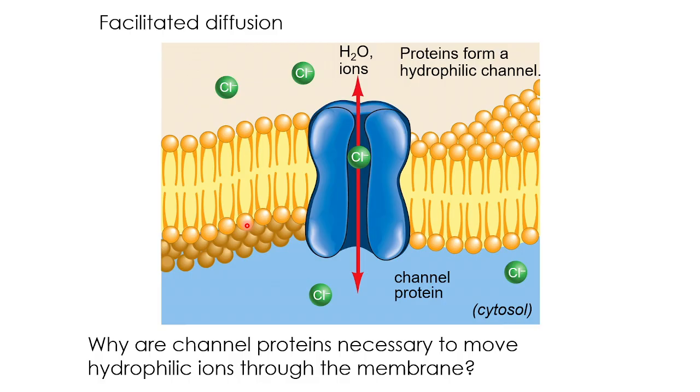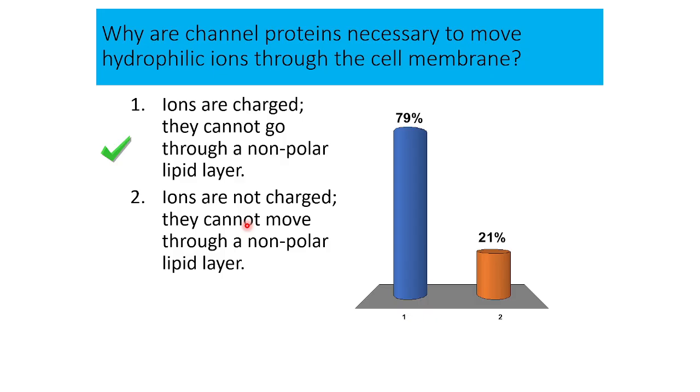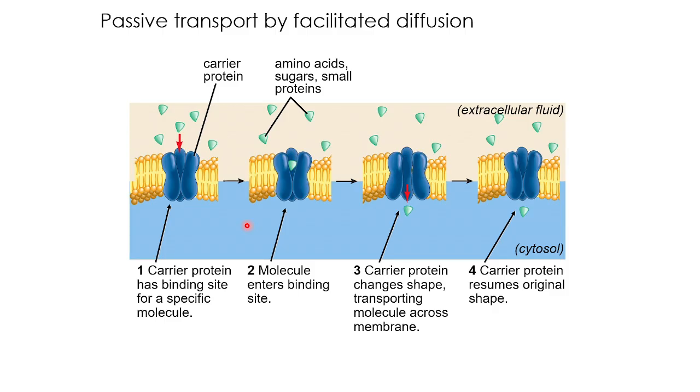The other thing is facilitated diffusion. Why are channel proteins necessary to move hydrophilic ions through the membrane? It's very simple: proteins form a hydrophilic channel. Ions are charged and they cannot go through the non-polar lipid layer because it is hydrophobic in nature. Passive transport by facilitated diffusion happens when carrier proteins provide a binding site for a specific molecule. This can be an amino acid, sugar, or small protein that can come and go through these channel proteins.